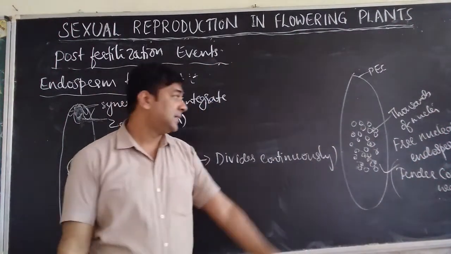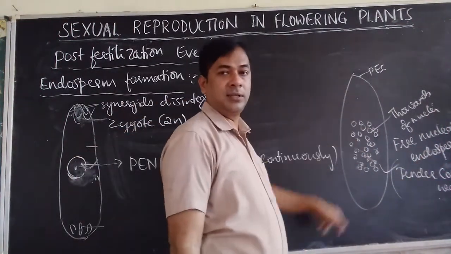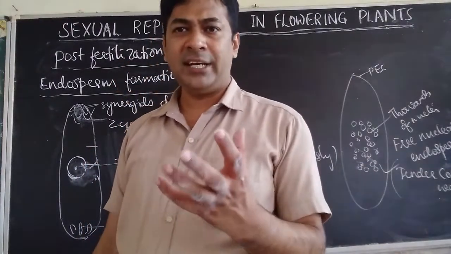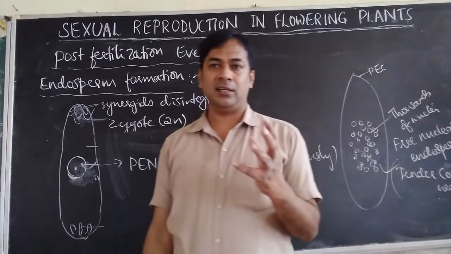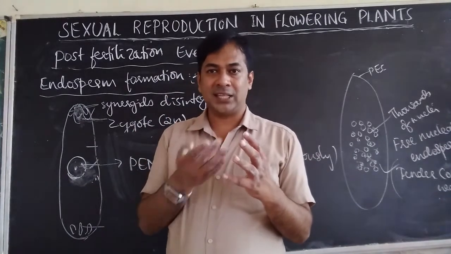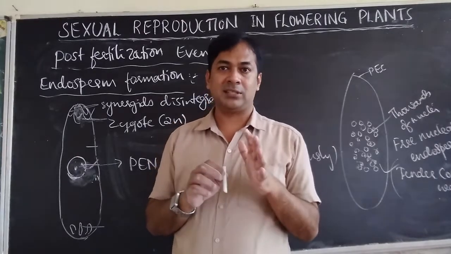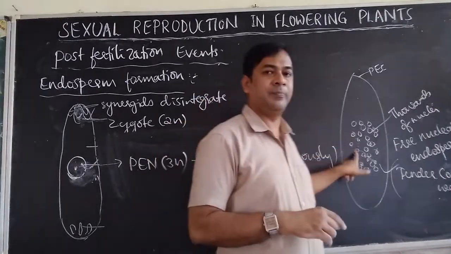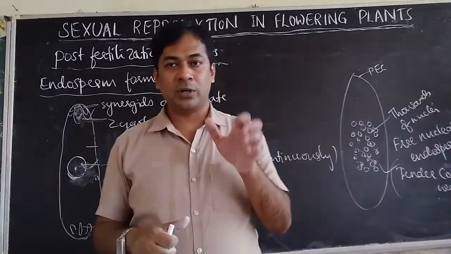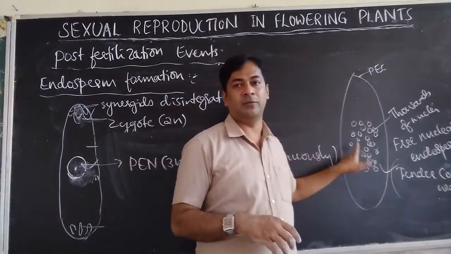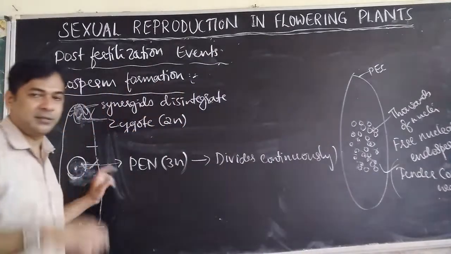Later what happens? Slowly, because you have seen that when it is very tender, there is nothing inside to eat. Nothing is there to eat when it is very tender. Only liquid will be there. So that is what we call free nuclear endosperm. And the tender coconut water that you are drinking is free nuclei produced by PEN.